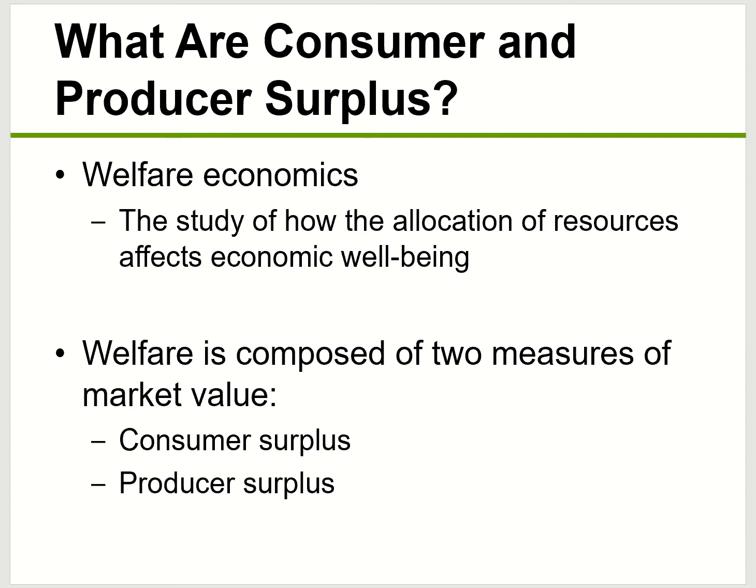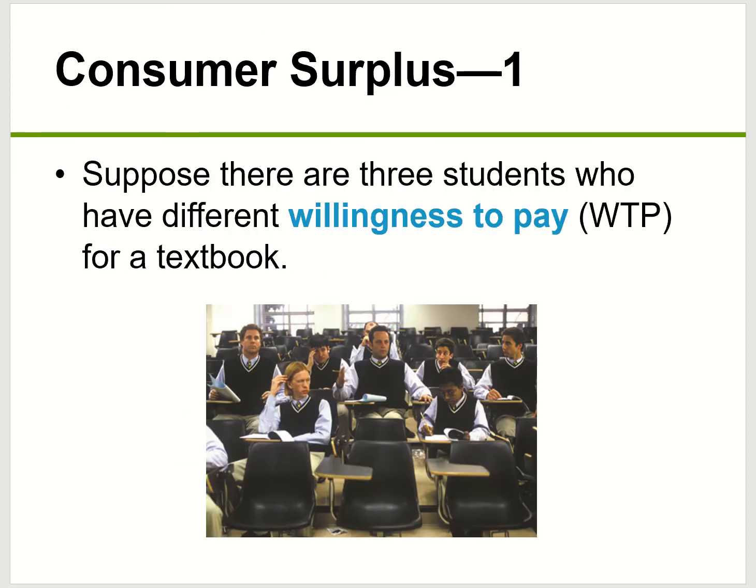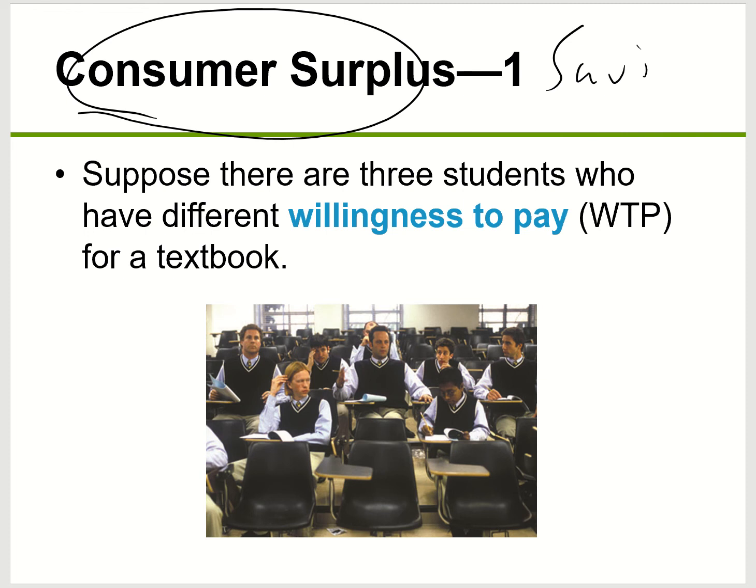Now, there are two measurements for welfare economics, from two different sides of the economy. We have the consumer surplus, which measures how the consumers are doing, and then we have the producer surplus, which measures how the producers are doing. Now, let's look at consumer surplus first. Think of it this way: consumer surplus is how much money you're saving when you're buying this good. That is your consumer surplus.